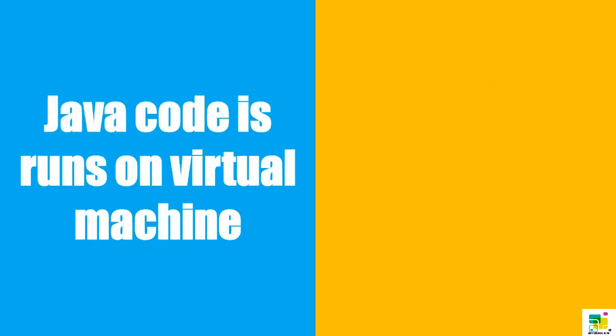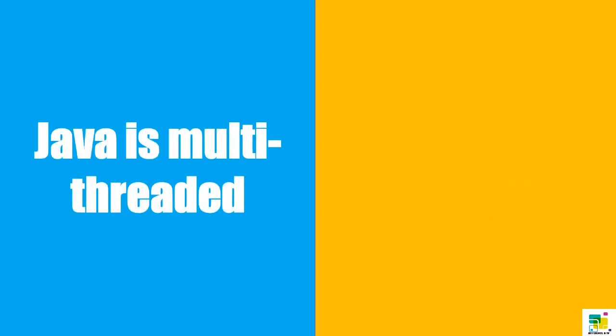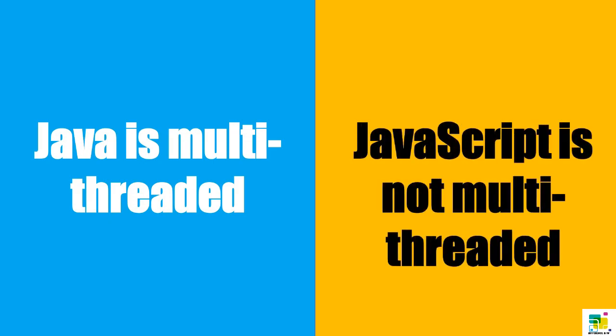Java code runs on a virtual machine. And JavaScript code runs on a web browser. It can be any web browser which supports JavaScript. Java is multi-threaded, meaning many small processes which make up one single process can run simultaneously. But JavaScript doesn't provide multi-threading.